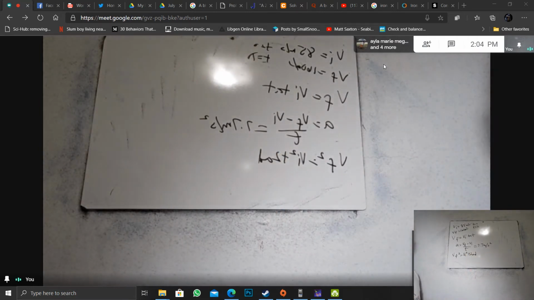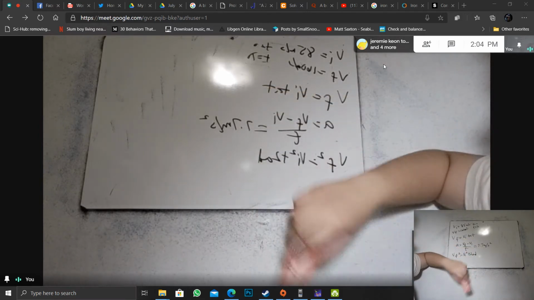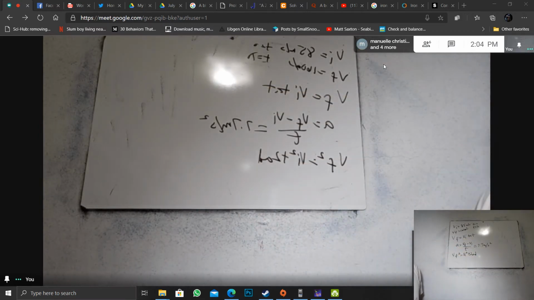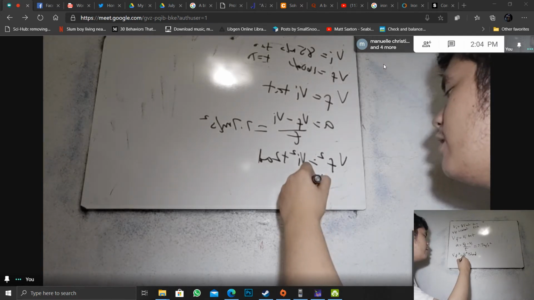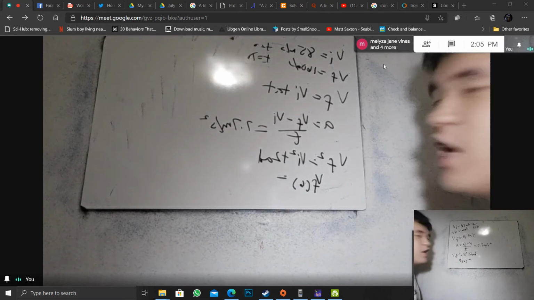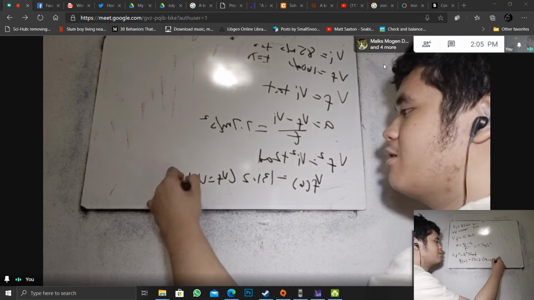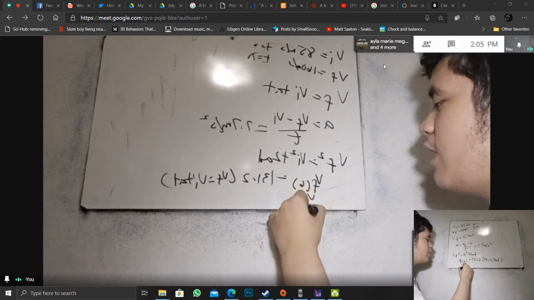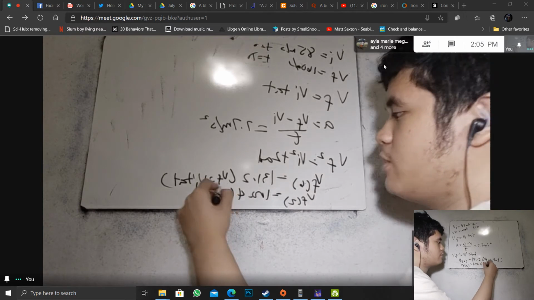Or, pwede rin naman ito na lang, no? Sige na, ito na lang gagawin ko. Sige, VF at 6 seconds equals to 131.2 kasi VF equals VI plus 80. VF at 2 equals 100.4. VF equals VI plus 80.